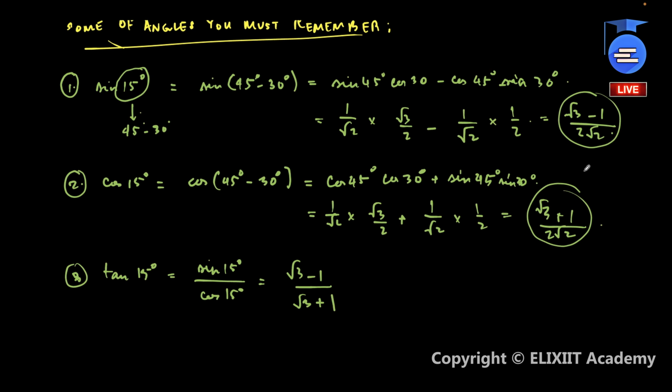So these three results you must remember. The other you can simply derive. Even if you remember sine 15 degree and cos 15 degree, easily you can find out tan 15 degree. There is one more way to find out tan 15 degrees. You can break this tan 15 degree as tan of 45 degree minus 30 degree, just like the same thing we have done for the previous number 1 and number 2. What I'm trying to say is in this manner.